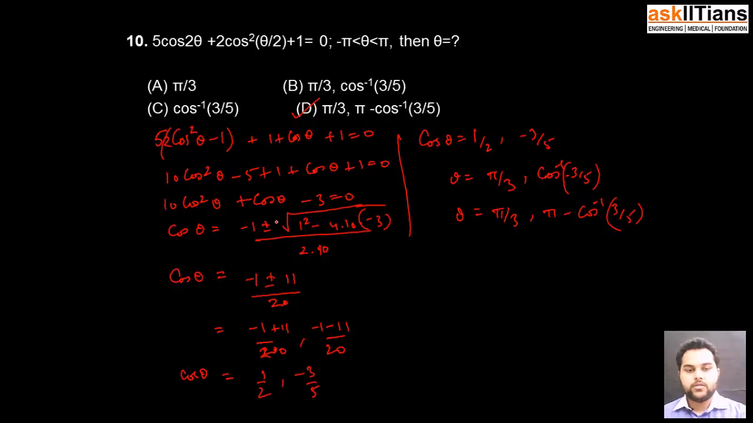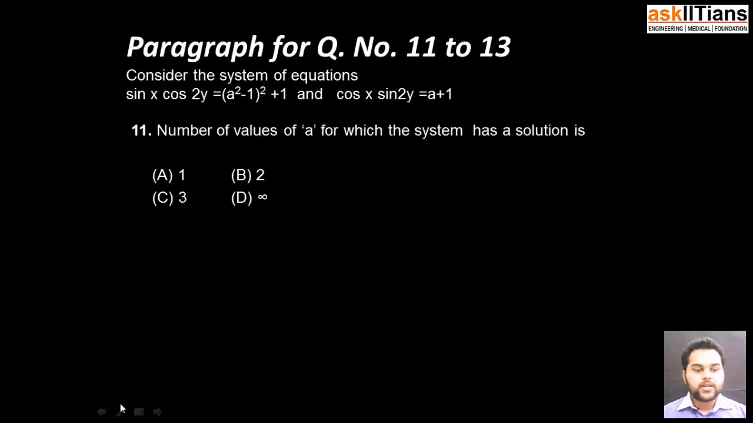Moving on to the next question now. The next question is a paragraph type question in which the information is given and I have to find the linked answer questions. So three questions are linked to this, 11th, 12th and 13th. The information given is sin x cos 2y is equal to a square minus 1 whole square plus 1, and cos x sin 2y is equal to a plus 1. I have to find the number of values of a for which the system has a solution. So that means the system is consistent.